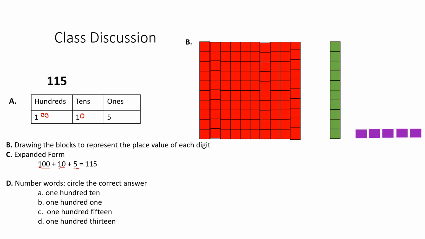The last thing I'm going to ask of you is to do the number words, and I'm going to ask you to circle the correct answer. So all you have to do is just read the words and see which one says 115, and that would be letter C. 115. You see?